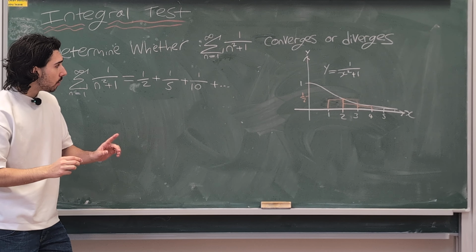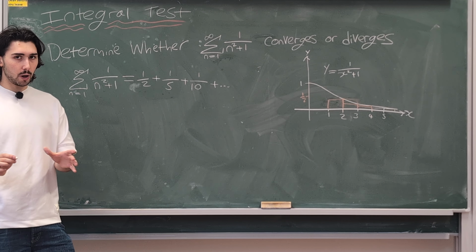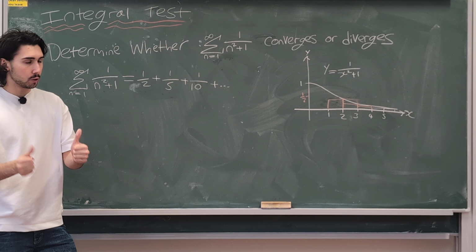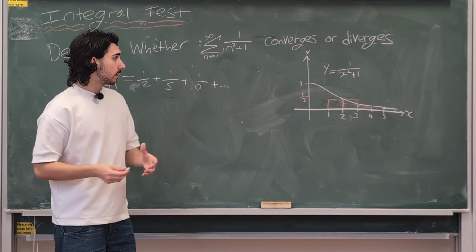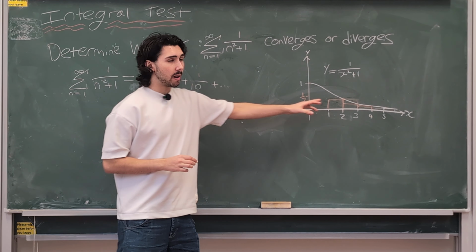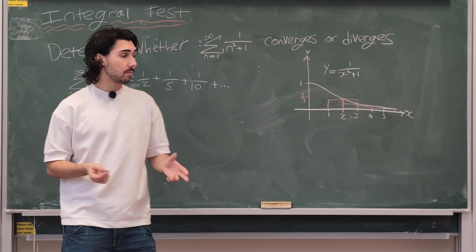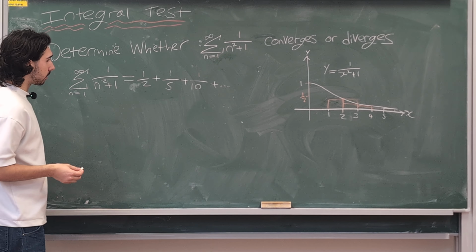Now, if we can show that the integral converges, we're good. We've shown that this thing converges. Now, if the integral diverges, then we need to reposition these rectangles a little bit, but other than that, it's fine. Okay, let me show you exactly what I'm talking about here.